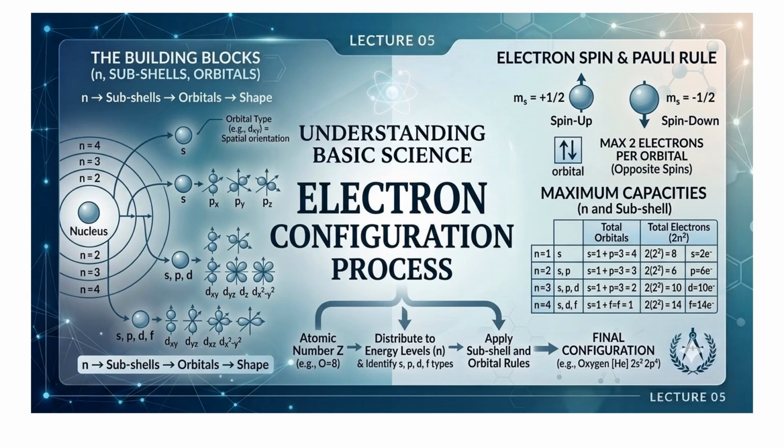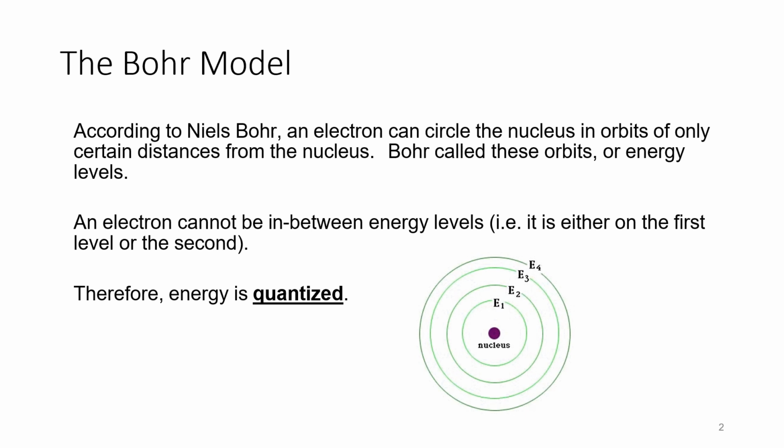In this video, we are going to talk about the Bohr model, subshells, orbitals, and also the electron spin. So, let's break down what Niels Bohr discovered. In an atom, electrons don't just float anywhere. They orbit around the nucleus at a specific fixed distance. Bohr named these circular paths orbits or energy levels.